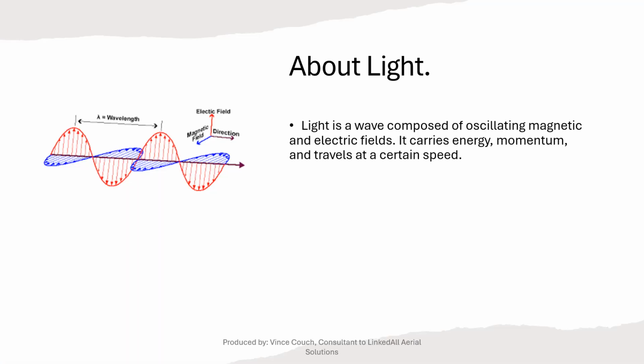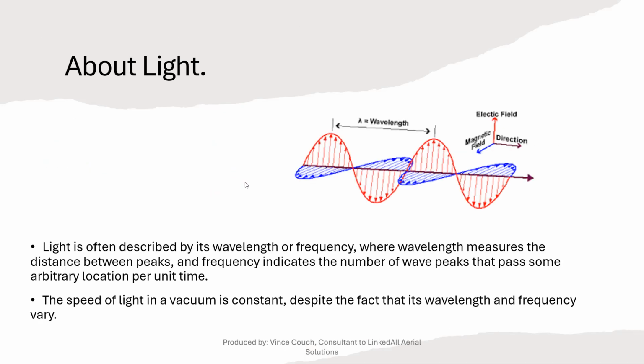Light is a wave composed of oscillating magnetic and electric fields. It carries energy, momentum, and travels at a certain speed. This is something that was discovered by Maxwell in the late 1800s.